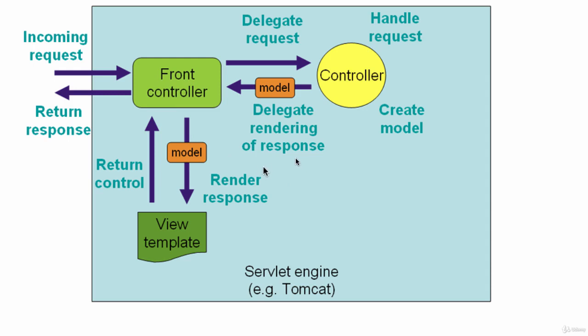So in the example which we created, we configured the dispatcher servlet in web.xml. The controller which we used is the login controller. The view template we are using is login.jsp. And the servlet engine we are using is Tomcat. We have not created a model yet, but we would create a model very soon. So that's a little bit of the architecture of Spring MVC.